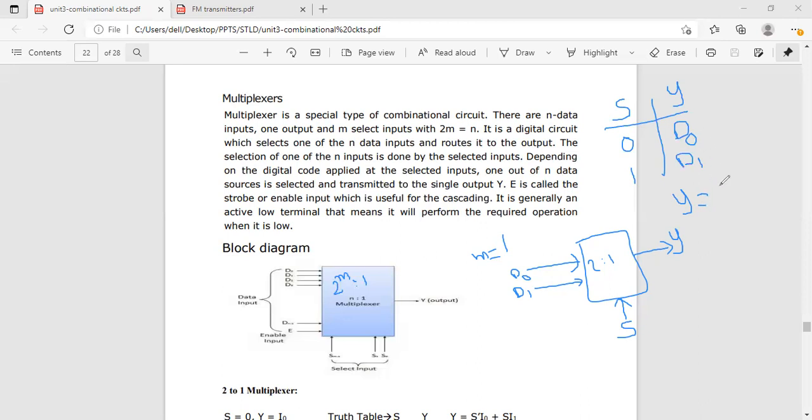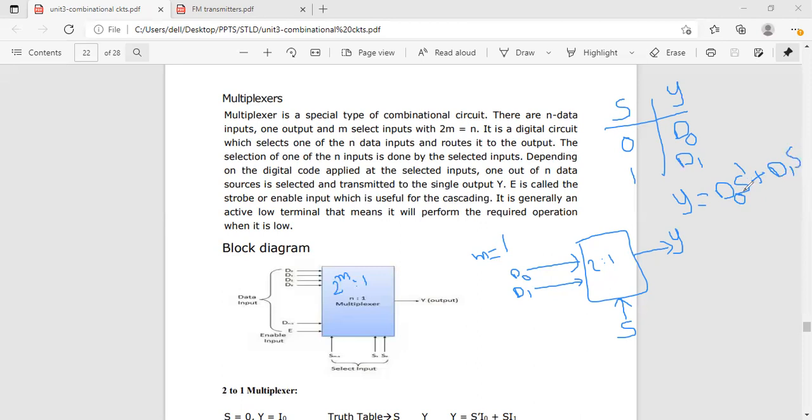So you have to write Y is equal to D0. When D0 is present, S is equal to 0. So you have to write D0 into S bar. D0 into S bar plus D1 into S. S is equal to 1 means you have to write D1 into S.